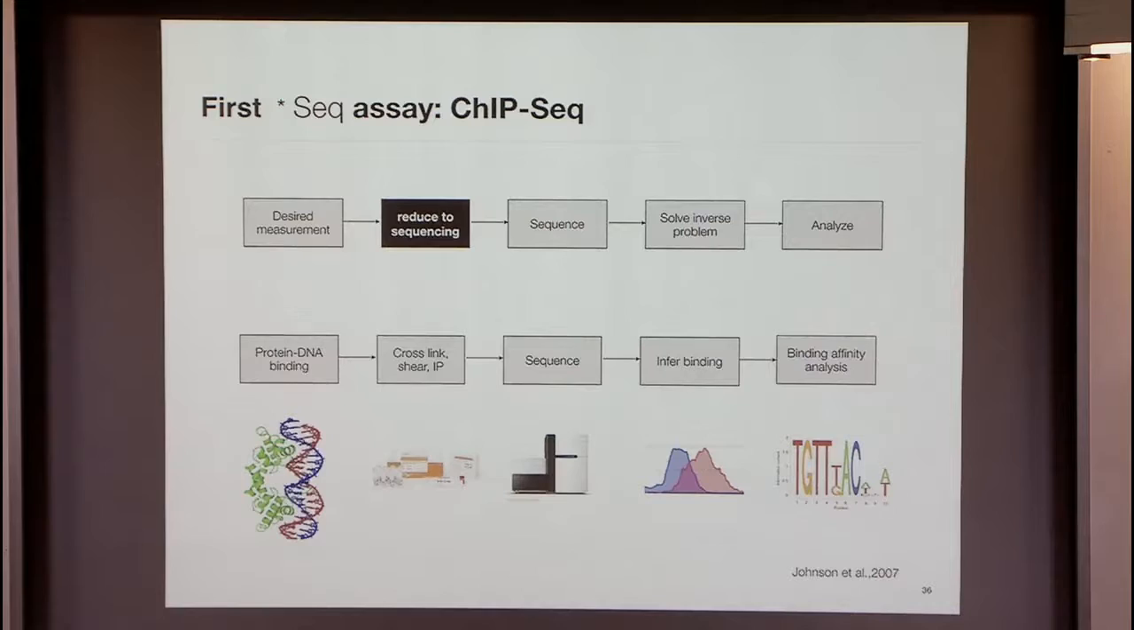So this is an assay for measuring where protein binds DNA. And the yoga here is to take the protein and do various things and end up with DNA sequences that, when you align them and you look where they aligned, well, that was a signature for the protein bound there. Hopefully.